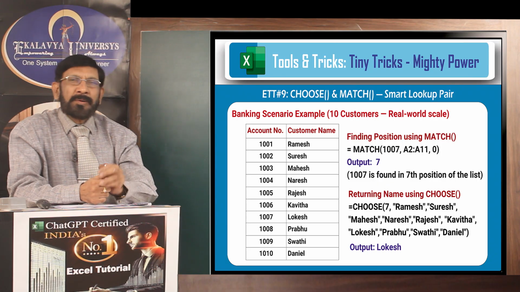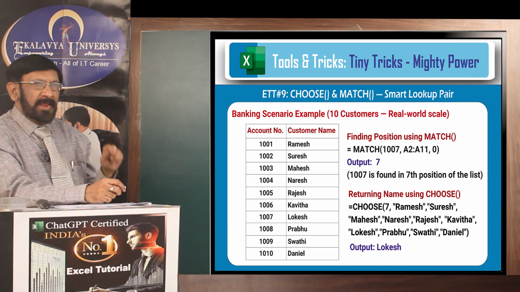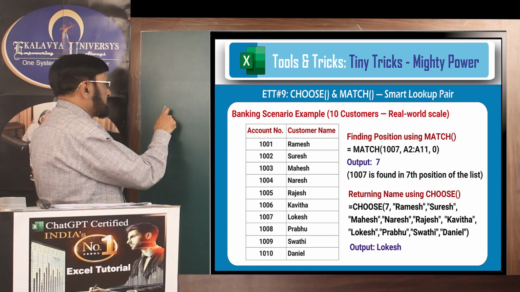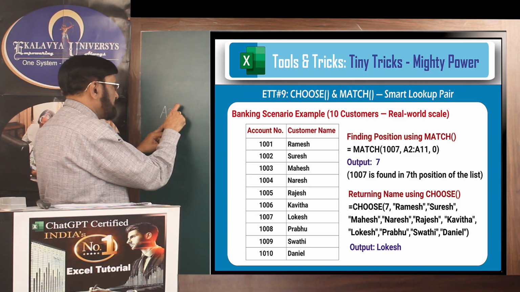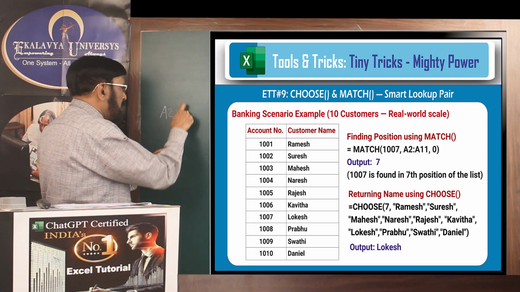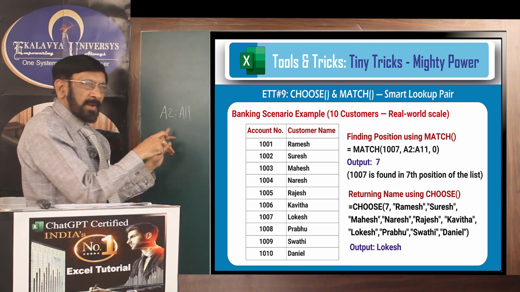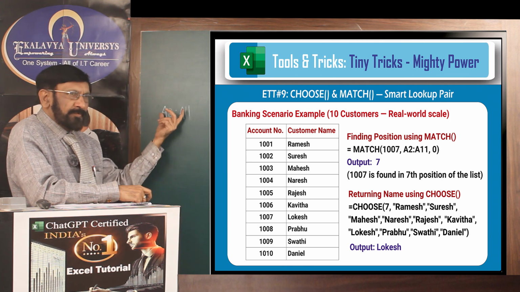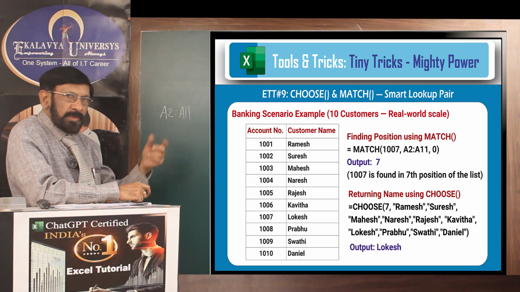So, now thereafter, you have to give the cell references of the numbers. What is cell reference? Start from A2, assume that, to A11. A2 to A11, 10 elements are there. We are referring all the account numbers A2 to A11.